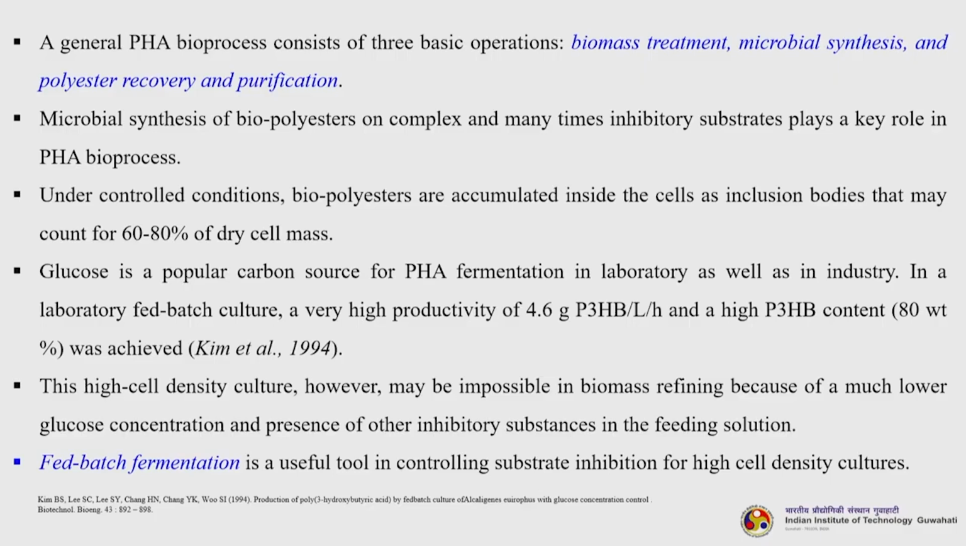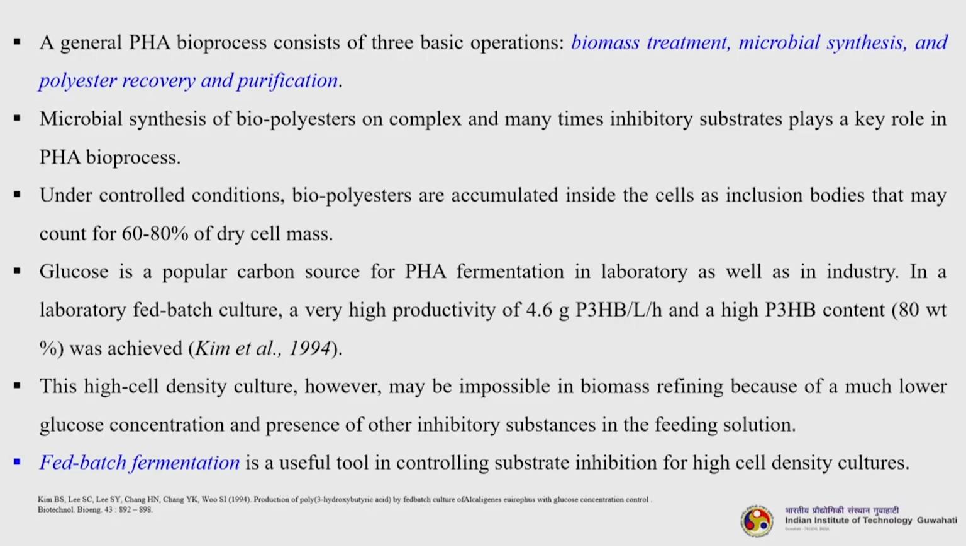Glucose is a popular carbon source for PHA fermentation in laboratory as well as in industry. In a laboratory fed batch culture, a very high productivity of 4.6 gram P3HB per liter per hour and a high P3HB content of almost 88% was achieved. It is a very significant report actually. The reference is given below, you can browse through it if you are interested to learn more.